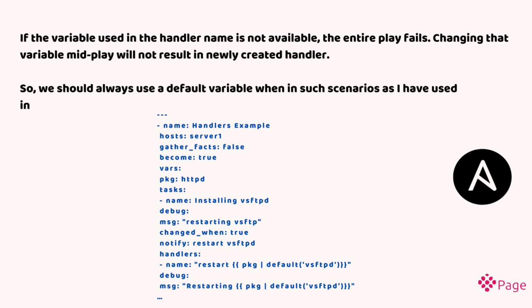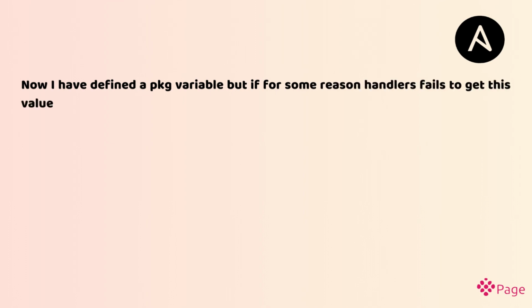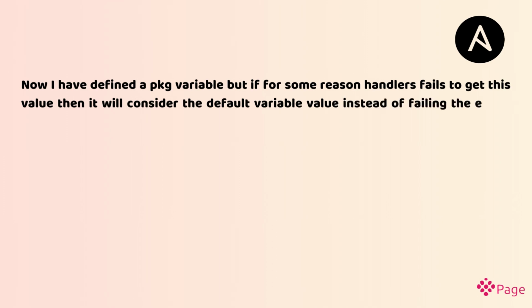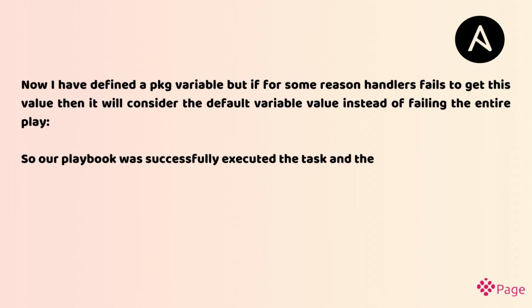So, we should always use a default variable in such scenarios, as I have used in the sample playbook. Now I have defined a package variable, but if for some reason the handler fails to get this value, then it will consider the default variable value instead of failing the entire play. So our playbook successfully executed the task and the handler.